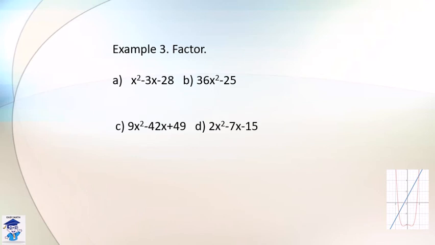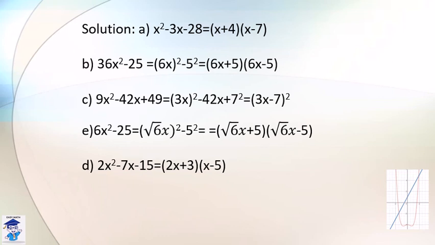Example 3. There are 4 questions. A is x squared minus 3x minus 28. B is 36x squared minus 25. C, 9x squared minus 42x plus 49. D is 2x squared minus 7x minus 15.